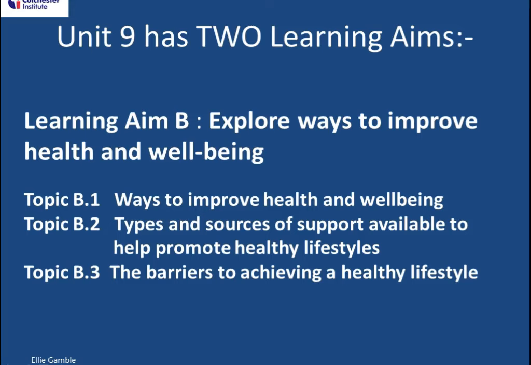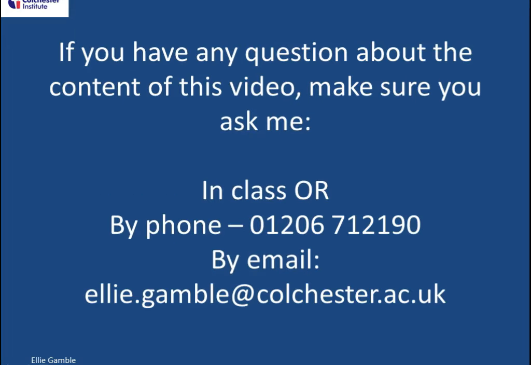So Learning Aim B is really looking at, if we're working with somebody whose lifestyle isn't healthy, what can we do to help them to improve that? What support is available, both formal support through health and social care workers and informal support through friends and family? And what might be some of the barriers, some of the things that stop somebody being able to improve their lifestyle? We'll look at Learning Aim B in more detail later on through the course of our lessons. So that's your introduction to Unit 9.